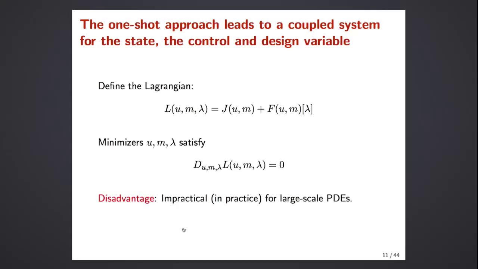So one approach for doing this is the so-called one-shot approach. We're not using this approach, I'll be very quick, but I just wanted to mention it. If you define the Lagrangian, so the L is the Lagrangian, minus the sum of the functional and the constraint, and then multiply by the Lagrange multiplier, and you take all of the variations with respect to all of the variables of this Lagrangian, you'll get a coupled system in the state, the control variable, and a design variable. For nonlinear time-dependent problems, my experience so far is that this is an impractical approach. But I understand that the jury is out on this in the PDE constraint optimization environment. So I won't say too much about it. I'm just going to say that this is an approach we're not using.